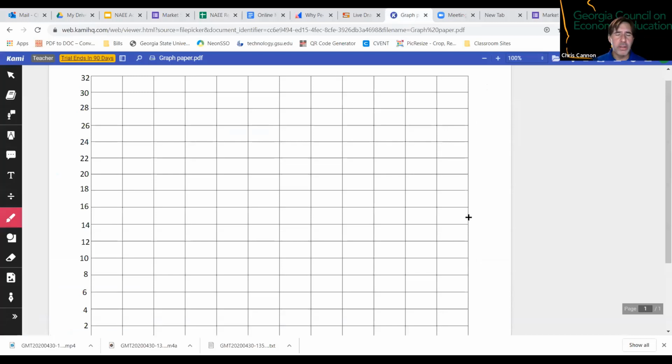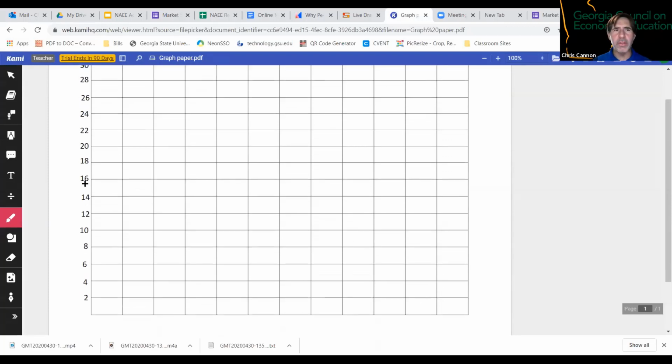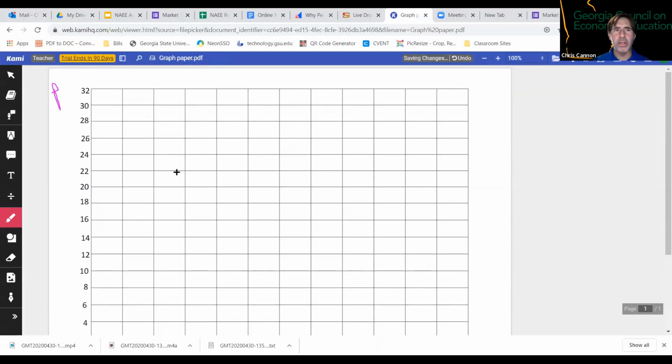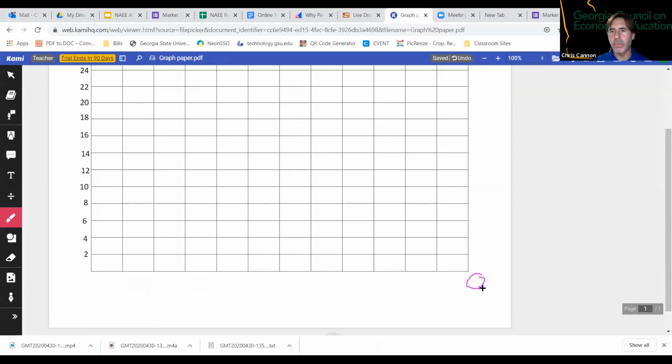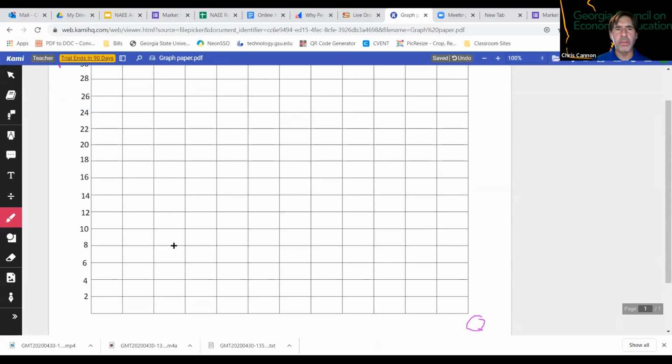So I have a graph here pre-created, and I'm using Camtasia, but you could use any annotation software. I could actually annotate this inside of Zoom if I wanted to. So whatever you use for your annotation software, good to go. Obviously this is going to be my price axis over here, and this is going to be my quantity, but I don't know before the game starts how many people I'm going to have. But I do know what my top price is. I know it's going to be 31, so I have that pre-labeled.